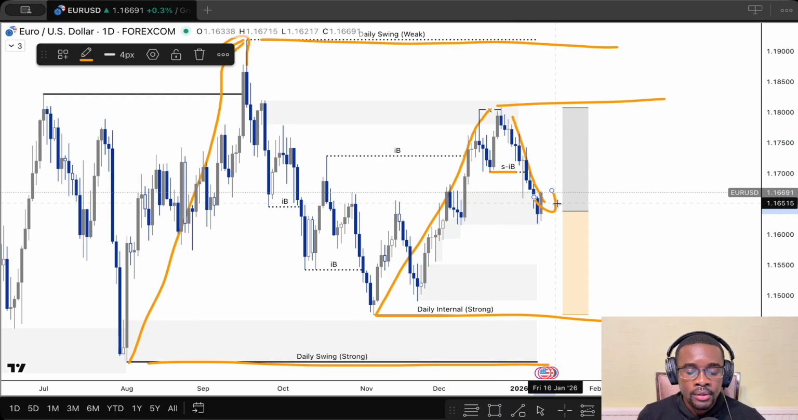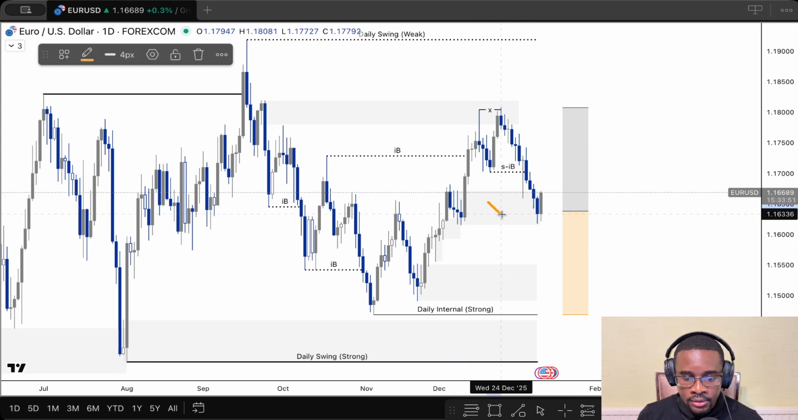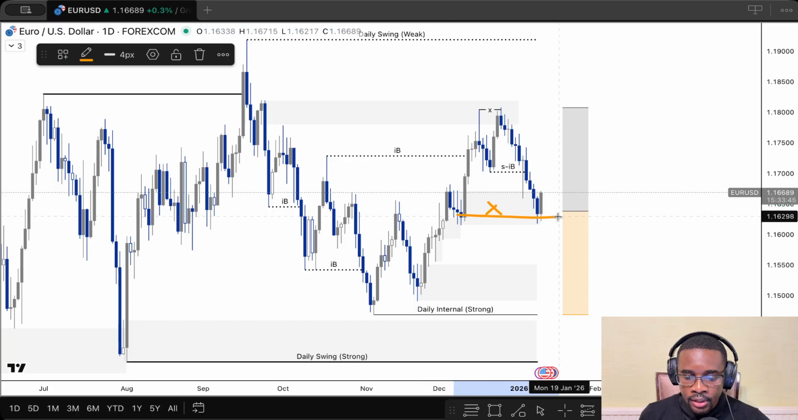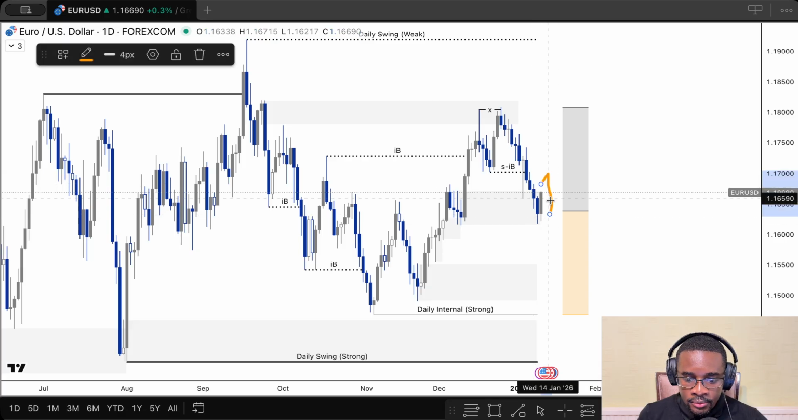Okay, so we had a substructure internal break of structure to the downside. Now, the whole of last week I was saying that we were expecting price to mitigate this daily POI, this daily demand zone at the EQ before we start to see price pulling back. Now, price continued to drop even way deeper. Okay, but right now, as you can see, we seem to be starting to pull up.